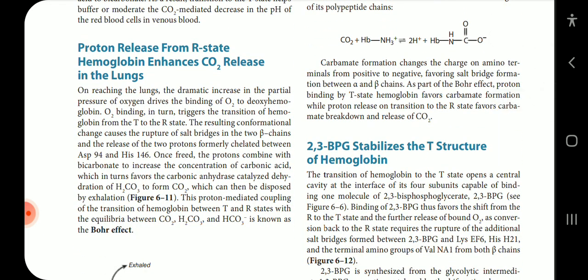Proton release from R-state hemoglobin enhances CO2 release in the lungs. On reaching the lungs, the dramatic increase in the partial pressure of oxygen drives the binding of O2 to deoxyhemoglobin. O2 binding in turn triggers the transition of hemoglobin from the T to R state. Resulting conformational changes cause the rupture of salt bridges between the two beta chains and the release of two protons formerly chelated between Asp94 and His146. Once freed, the protons combine with bicarbonate to increase the concentration of carbonic acid, which in turn favors carbonic anhydrase-catalyzed dehydration of H2CO3 to form CO2, which can then be disposed of by exhalation.